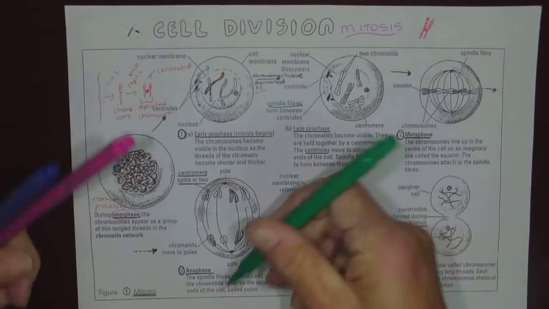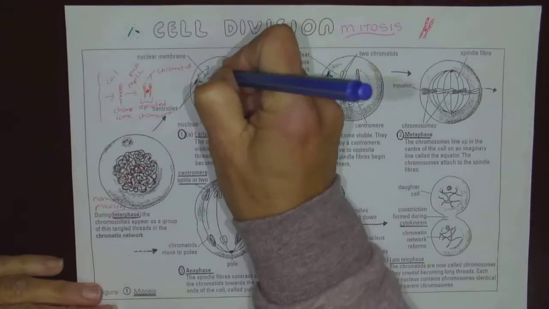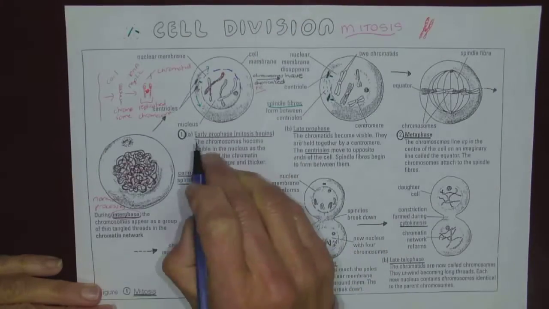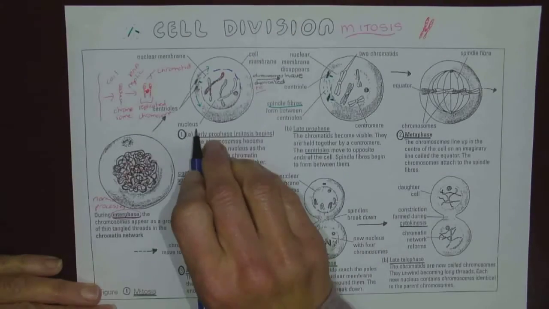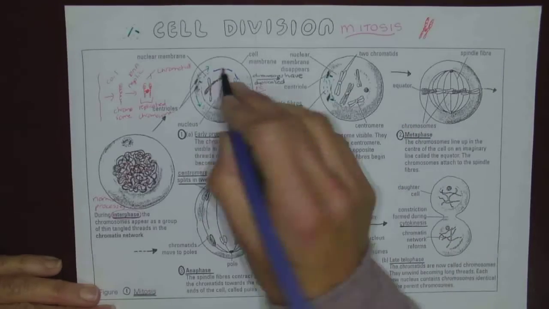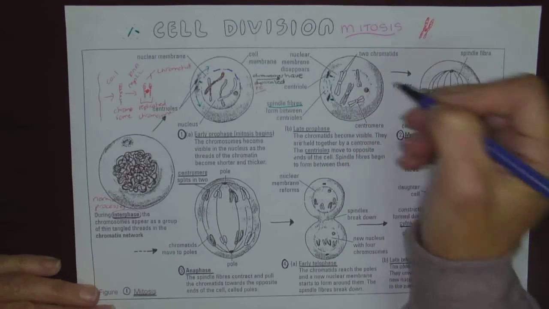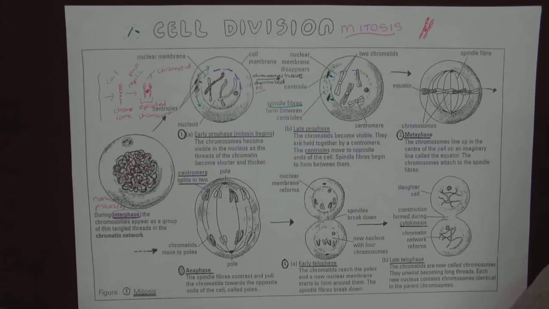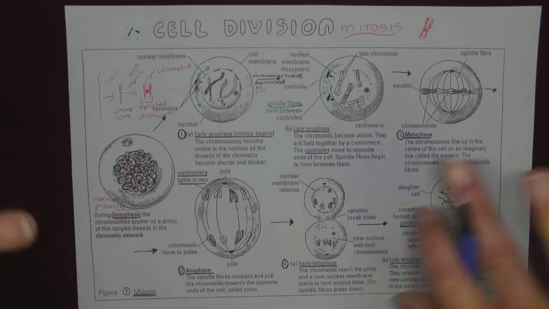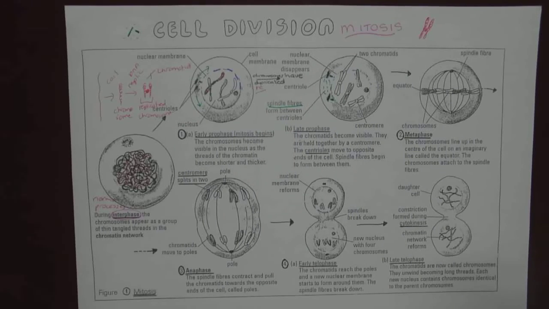You can see here as well that the nuclear membrane is starting to break down. Okay, so they've labeled the nucleus, and here you can see, well, there as well, that it's starting to break down even more. And it's a membrane, so it's proteins and lipids, and they just dissipate into the cytoplasm so that the chromosomes are able to move.